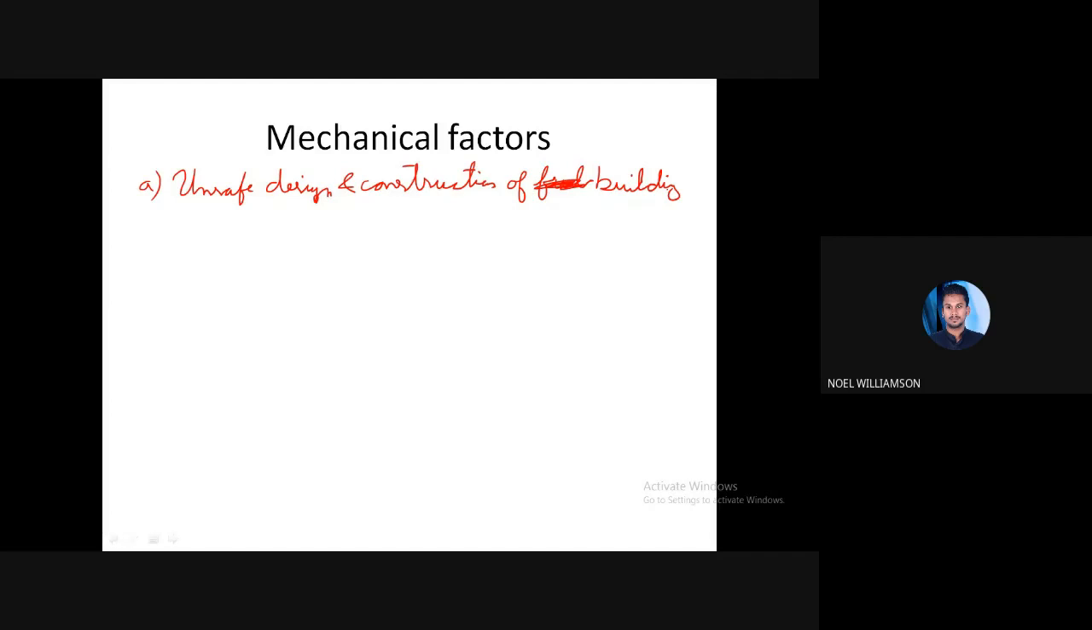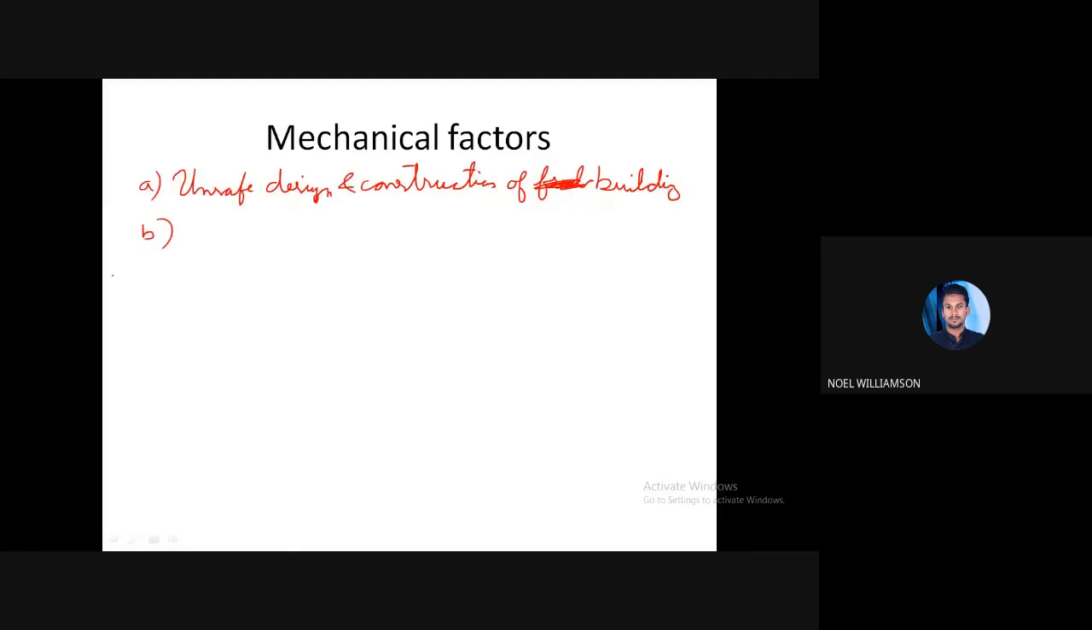So basically, the causes of industrial accidents, as we have seen, are classified into two. The first one is the technical causes. What are the technical causes? Causes that lead to industrial accidents due to technical factors, or relating to techniques, unsafe techniques. And in that, what are the mechanical factors? The first one is unsafe design and construction.